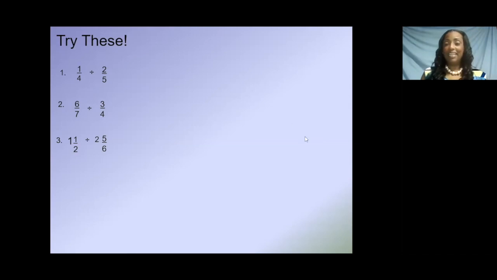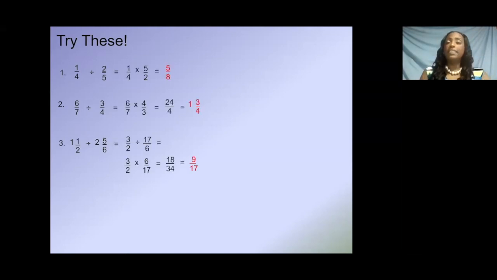Okay, let's see what we have here. Number one, we have 1/4 divided by 2/5. Secondly, 6/7 divided by 3/4. And we have mixed fractions: 1/2 divided by 2 5/6. Okay, so let's investigate some of the answers. And of course, as usual, you can compare your answers with mine and see where you would have made a mistake.